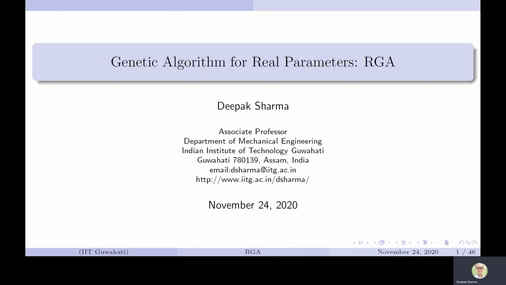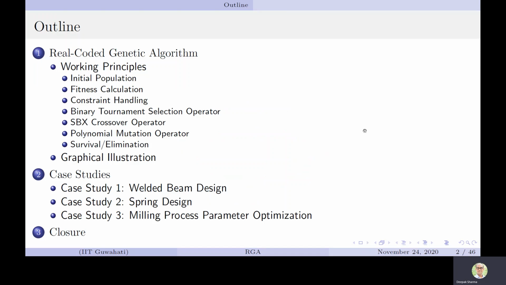We will discuss genetic algorithm for real parameters. It is also referred to as RGA, or real coded genetic algorithm. In this lecture, first we will go through the real coded genetic algorithm, RGA.